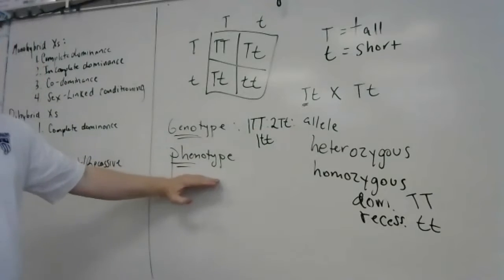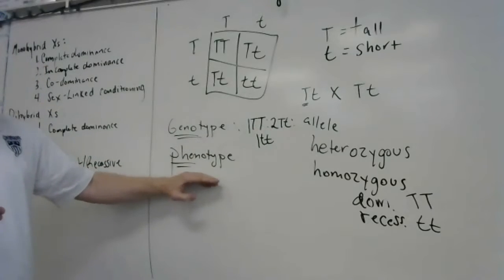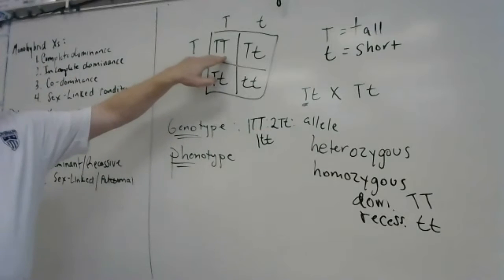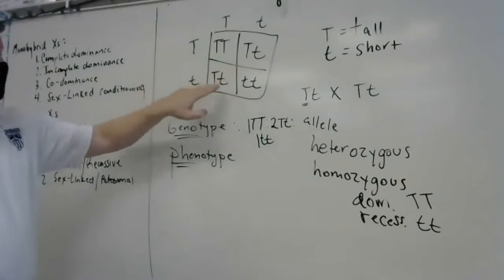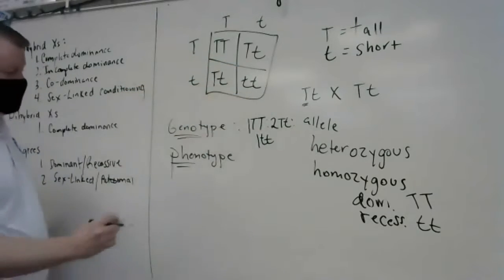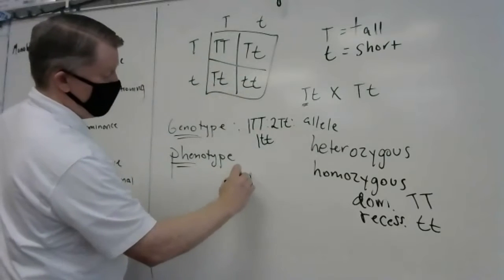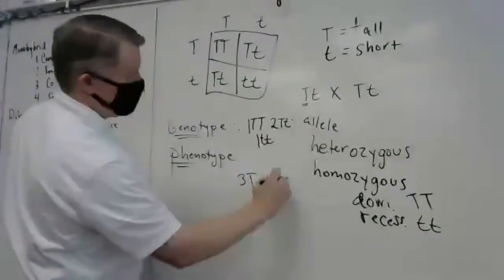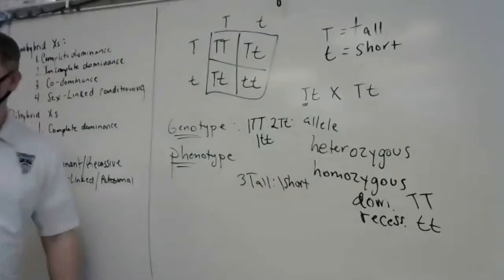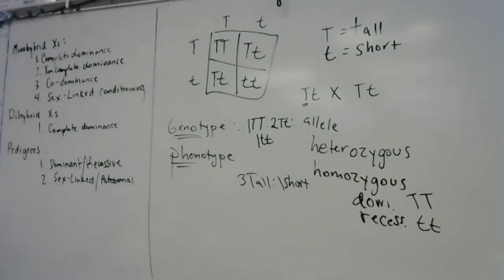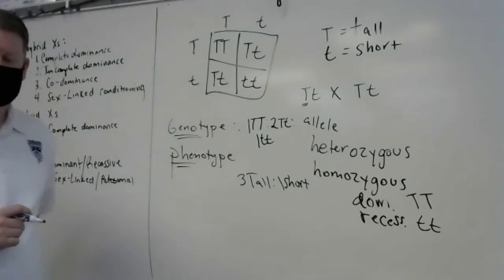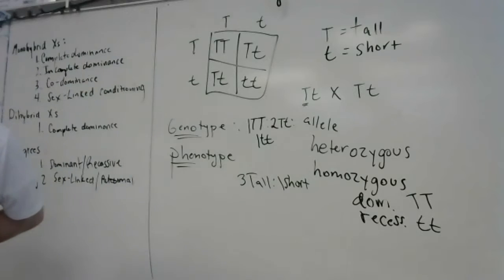Okay. What's the phenotype ratio? What's the phenotype of this individual? Tall. This one? Tall. This one? Tall. This one? Short. Okay. So the phenotype ratio is 3 tall to 1 short. Or again, if you want to represent this in percentages, 75% tall, 25% short. All right, any questions up to this point? This is kind of your standard monohybrid Punnett square condition.